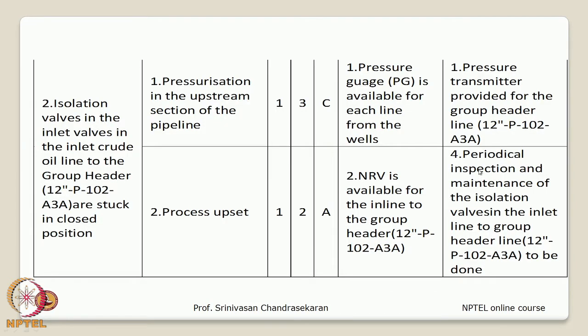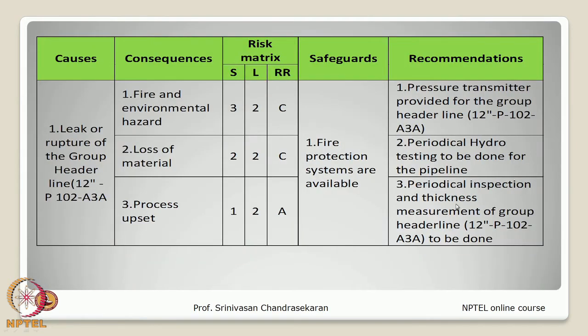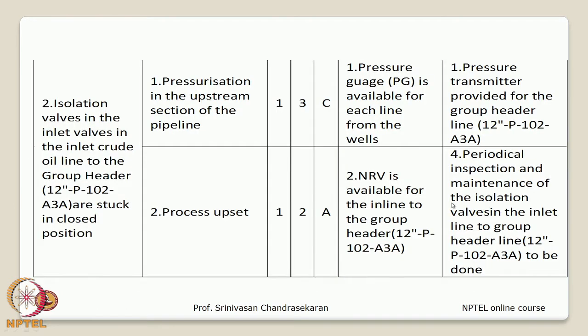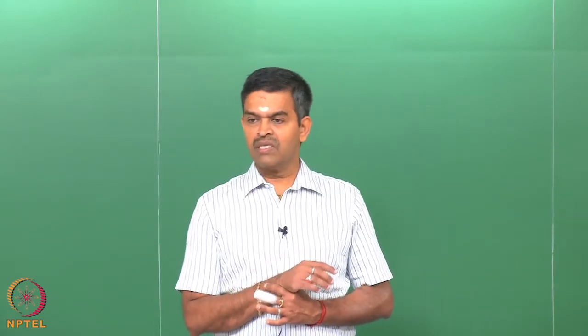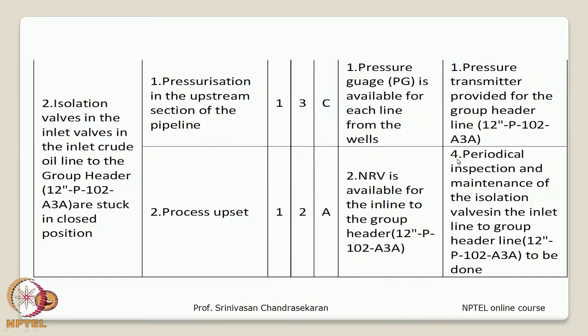You may say, sir, 4 is also referring to inspection, 3 is also referring to inspection. Now, what is the difference? This is inspection regarding thickness measurement, whereas this is inspection regarding maintenance of the isolation valve. So, both are different. Whenever you type a new recommendation on the same stack or the same line on the same segment, if the recommendation is new, it gets a new number. If the recommendation is existing, it gets the old number. So, I can easily summarize. It avoids a lot of repetition.